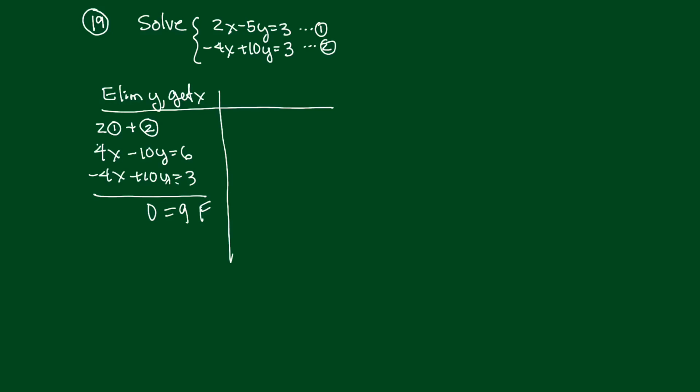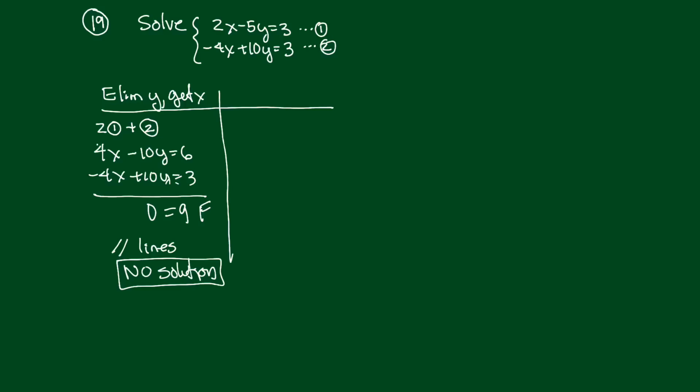Now this will happen from time to time, where you eliminate the variables and get a false statement, and that implies parallel lines, no solution, right? Because the parallel lines will never intersect. So this is what you're going to say when you eliminate all the variables and get a false statement: the lines are parallel, no solution.